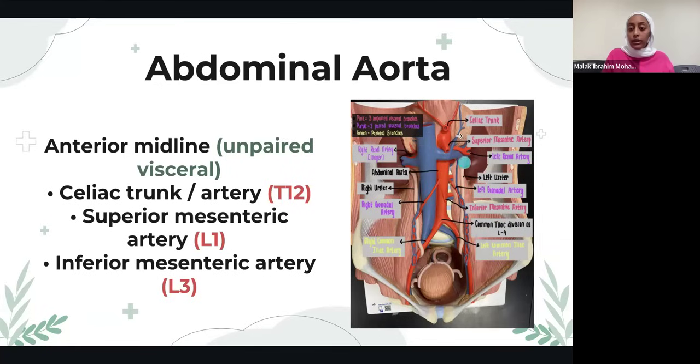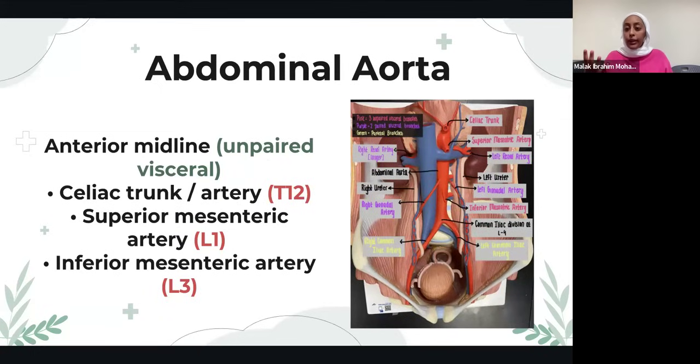Okay. Now, out of this abdominal aorta, there are branches. Those branches are divided into three main groups. The first group will be the unpaired part. And unpaired, what do I mean by unpaired? Meaning there's only one.